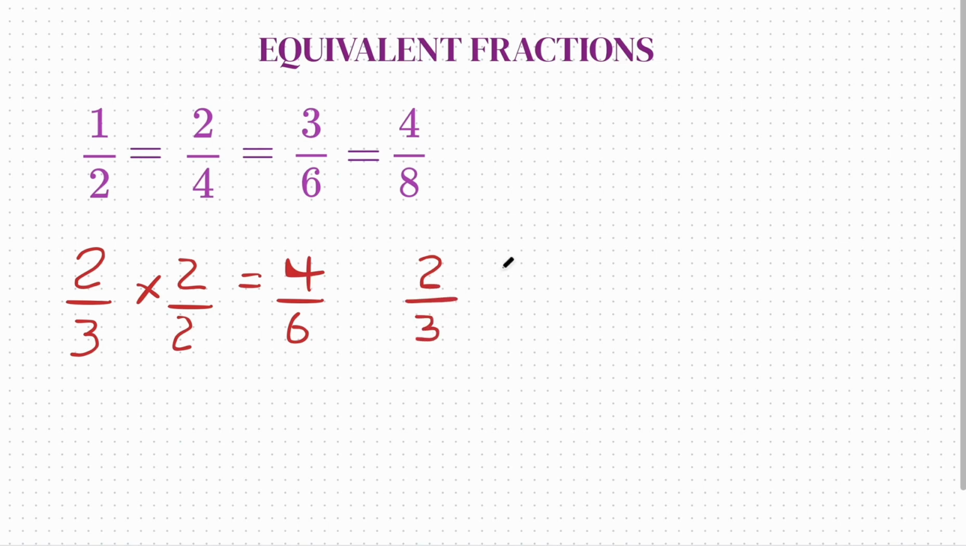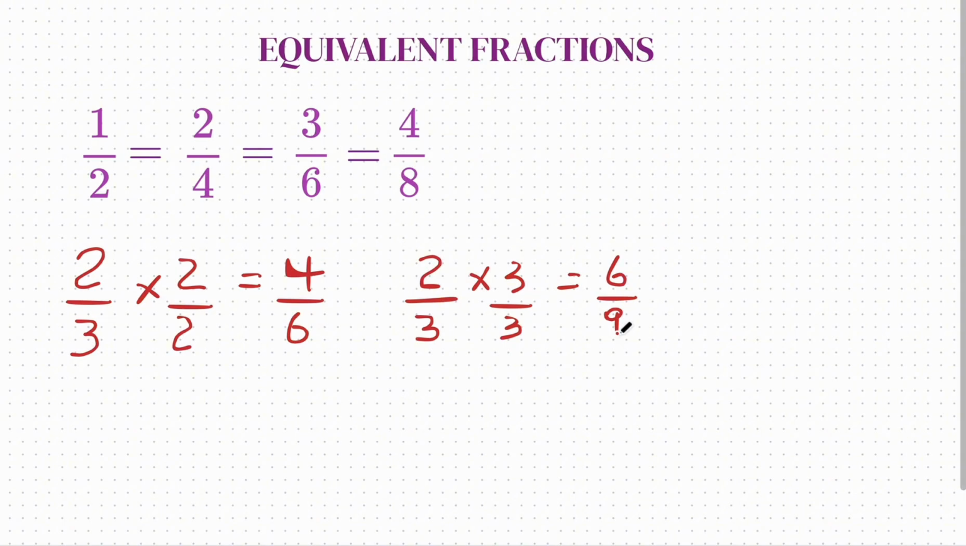And let's multiply it by 3 this time. So we're multiplying our numerator and our denominator by 3. So 2 times 3 is equal to 6. And 3 times 3 is equal to 9. If we were asked to find three equivalent fractions, we could go ahead and multiply our original fraction by 3, or if we wanted to do some more, we could multiply it by 4, 5, 6, 7, 8, 9.